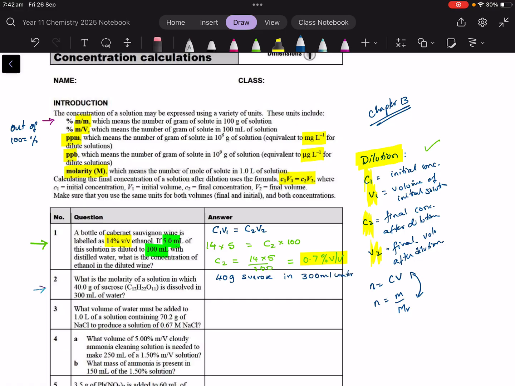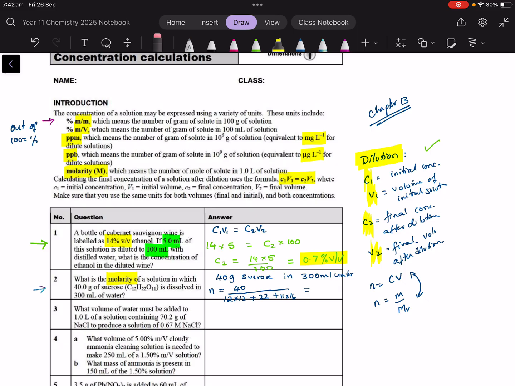So if I want molarity, I want actually moles per liter. So what I'm going to do is, firstly, I'm going to convert to the number of moles of the sucrose, which is 40 divided by the molar mass of sucrose, which is 12 times 12 plus 22 hydrogens, which is 22 times 1, plus 11 times 16. That's the molar mass of sucrose.